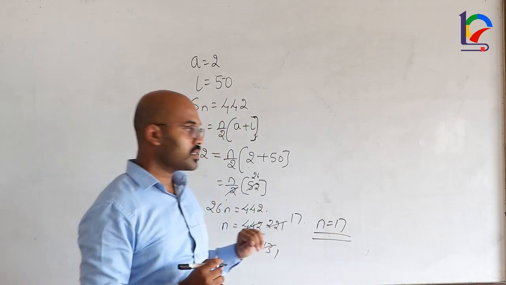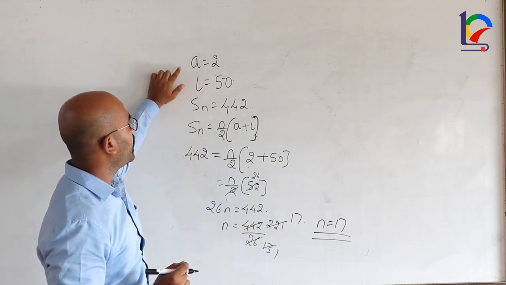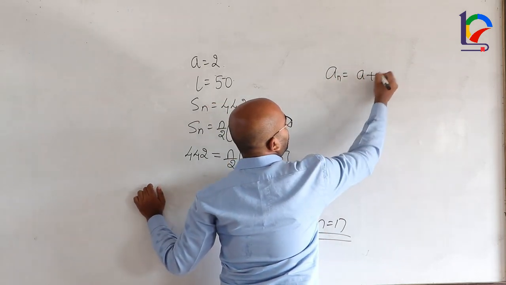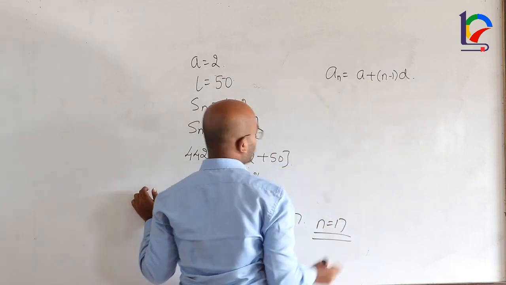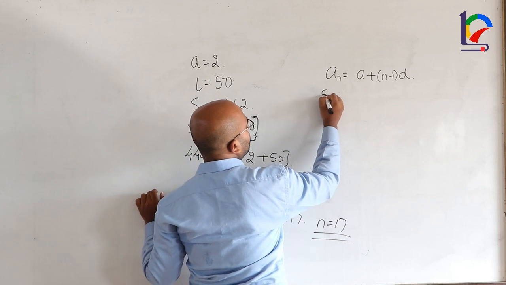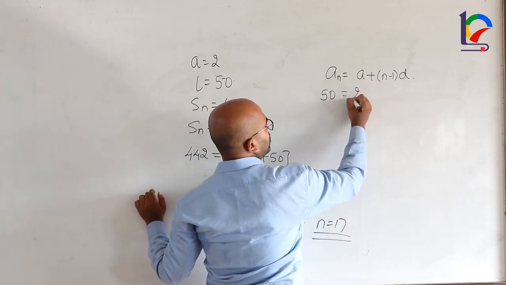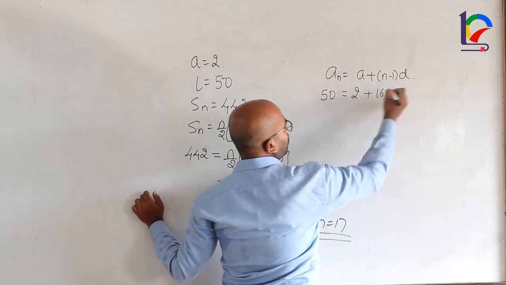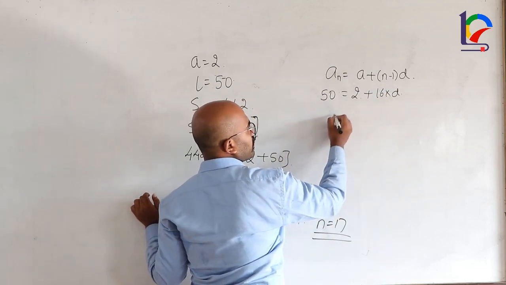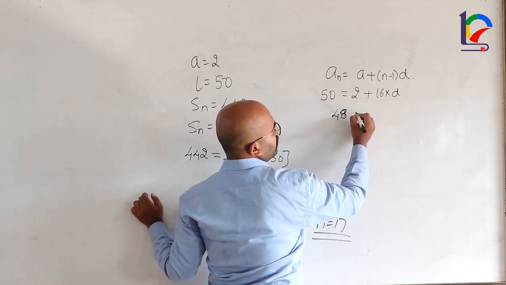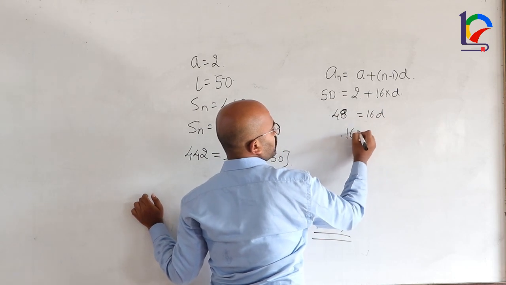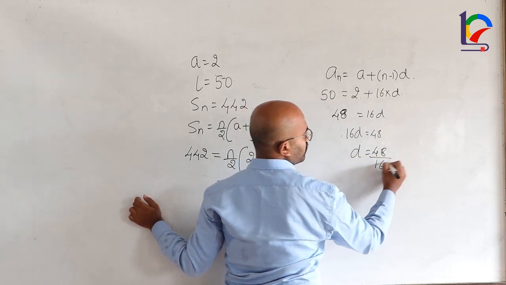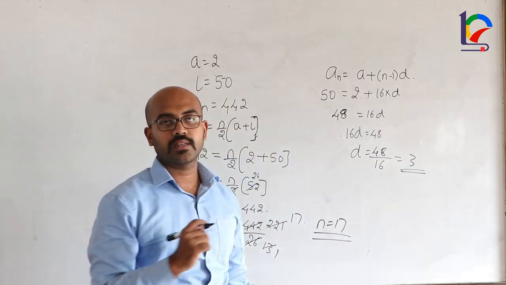Next, what we need to find is d, the common difference. I know what is a, I know what is l, the last term. So the last term an is a plus n minus 1 into d. The last term is 50. What is a? It is 2. What is n? It is 17. So 17 minus 1 is 16 into d. If I take 2 to the LHS, it will be 48 is equal to 16d. So d is equal to 48 by 16, that is 3. So the value of d is 3.